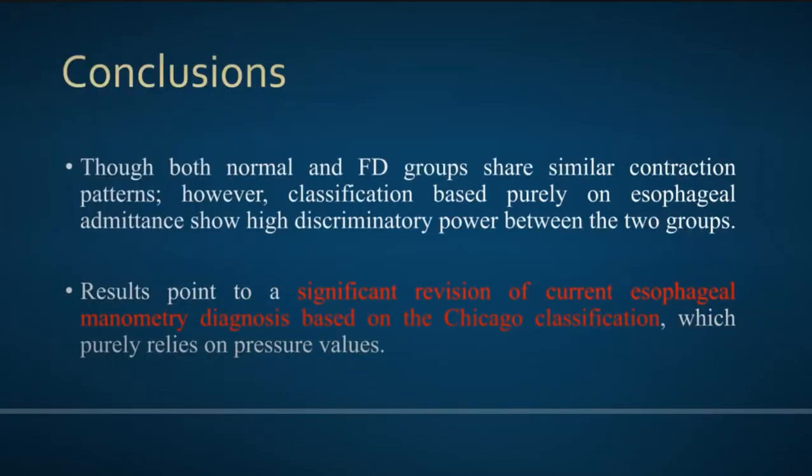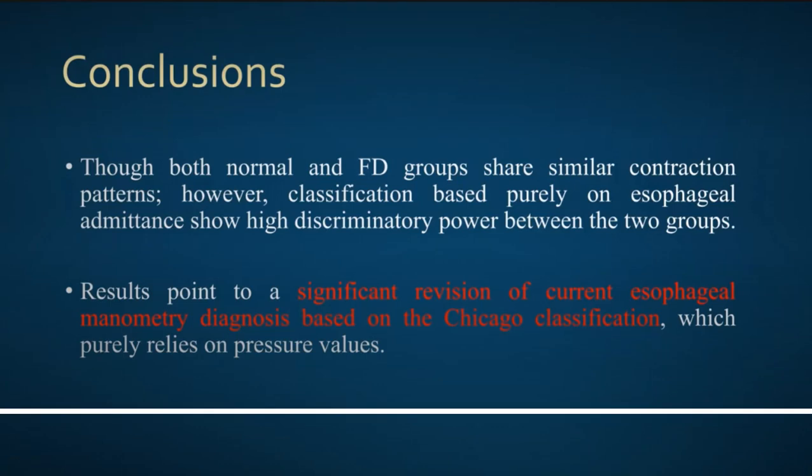In conclusion, our study shows that even though normal subjects and functional dysphagia patients share similar contraction patterns, and that has been one of the fundamental problems of diagnosis, if you use classification purely based on admittance, which is the inverse of impedance, a surrogate of distension, you can have a high discriminatory power between the two groups. So this by itself points to a significant revision of current esophageal manometry diagnosis, which is purely based on pressure values and parameters.